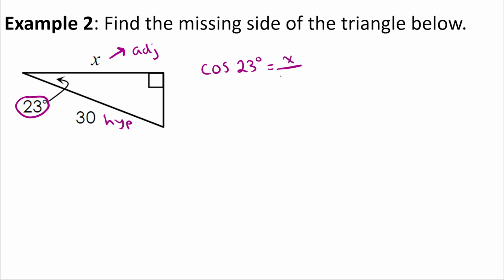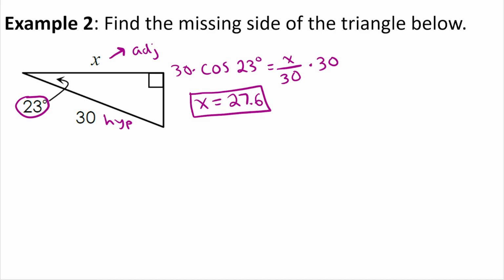And just like the previous problem, we're going to get our x by itself. In this case, we're going to multiply by 30. So I'll do times 30 right here. And that gives me x equals whatever 30 cosine 23 degrees is on the calculator, which is 27.6. All right, moving on to the next part.